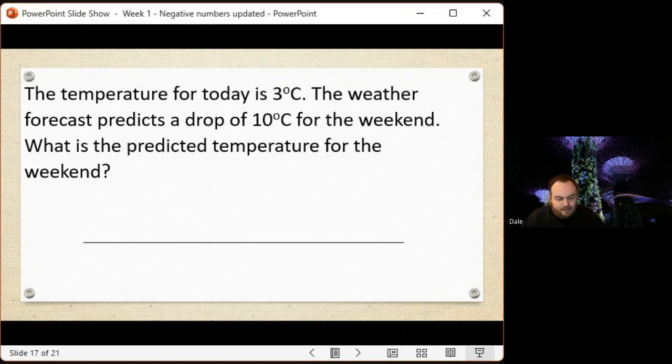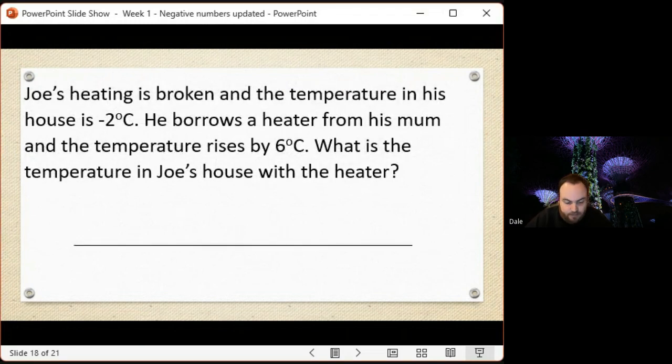So no one needs their hands up. Oh, we've got one guess. Got two. We've got a third one. I can tell you, Rishank, you were the first person with the correct guess. Well done, because I've got 3 degrees and I'm taking away 10 degrees. So altogether that comes down to -7 degrees. Well done. Let's look at the next one.